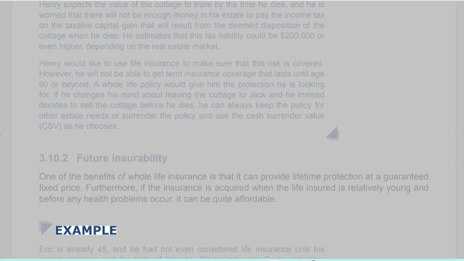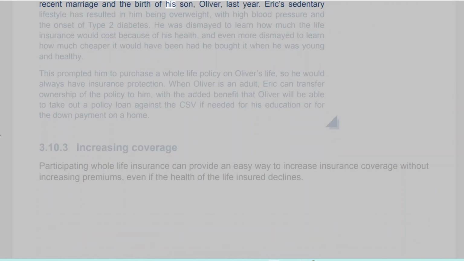Example: Eric is already 45, and he had not even considered life insurance until his recent marriage and the birth of his son, Oliver, last year. Eric's sedentary lifestyle has resulted in him being overweight, with high blood pressure and the onset of type 2 diabetes. He was dismayed to learn how much the life insurance would cost because of his health, and even more dismayed to learn how much cheaper it would have been had he bought it when he was young and healthy.